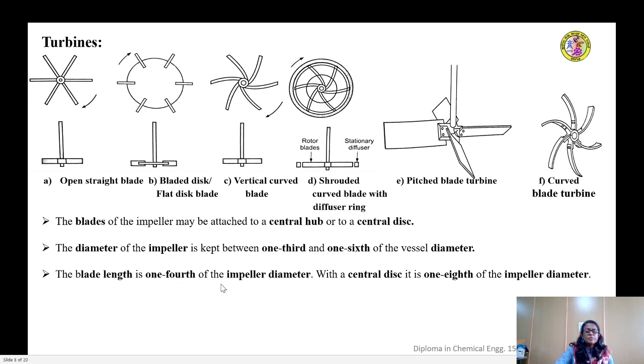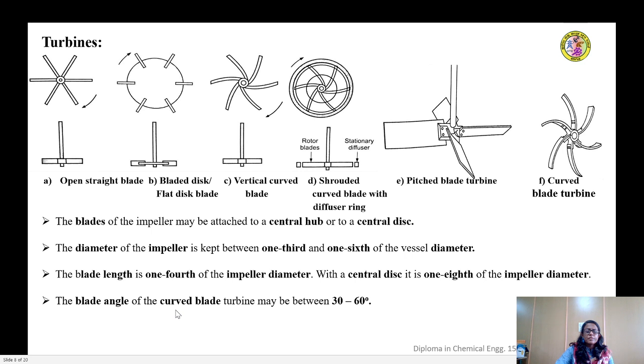The length of the blade depends upon the diameter of the impeller. It is usually 1/4 of the diameter of the impeller, and in fact if a central disc is there it is about 1/8 of the impeller. So that is the reason why you see smaller length blades in the bladed disc impeller and longer blades in the open straight blade impeller.